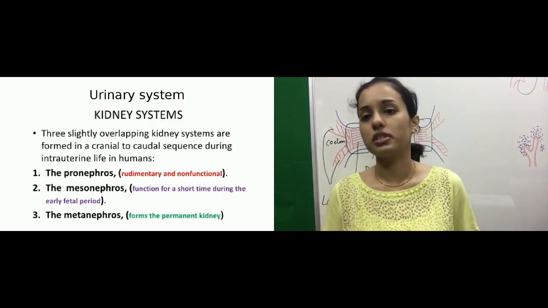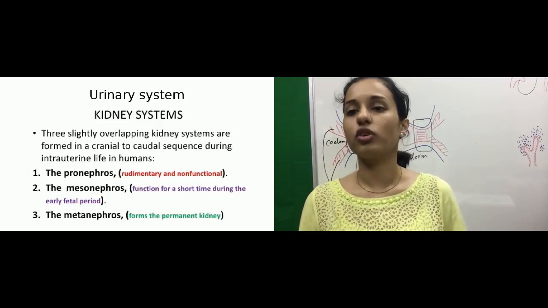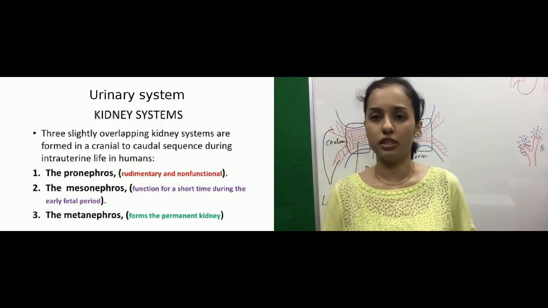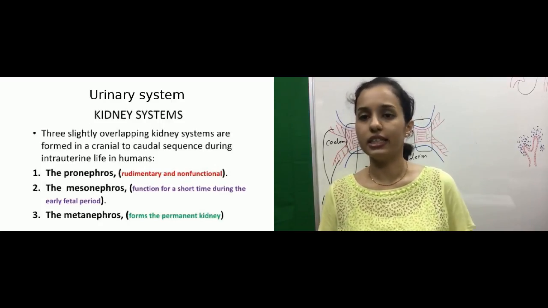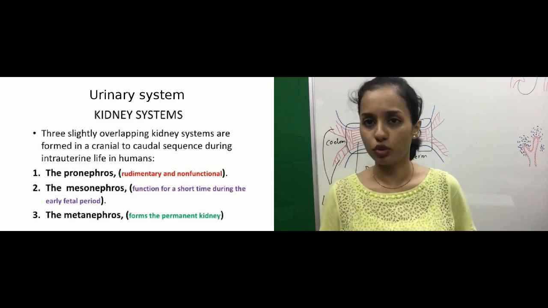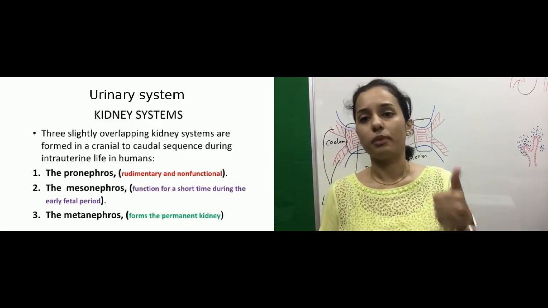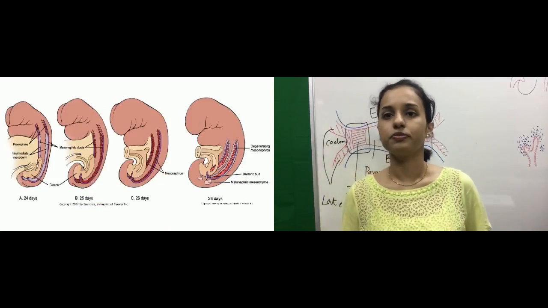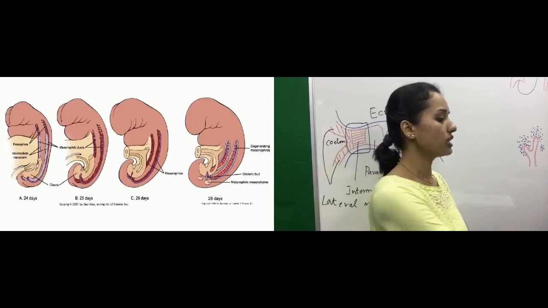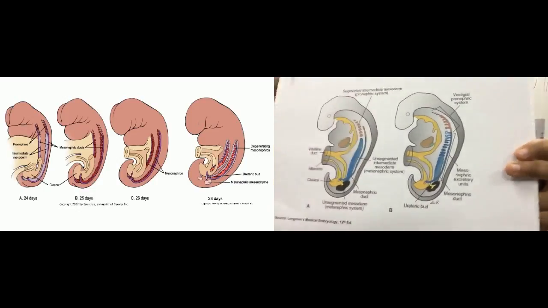The next to develop is mesonephros. They act as a temporary kidney system for a short time during early fetal period. Later, they will be replaced by a permanent kidney system which is called as metanephros. So there will be three overlapping kidney systems: pronephros, mesonephros, and metanephros. You can see in this picture, again I would like to show this picture.